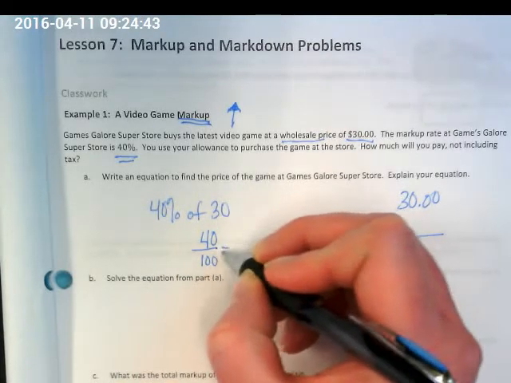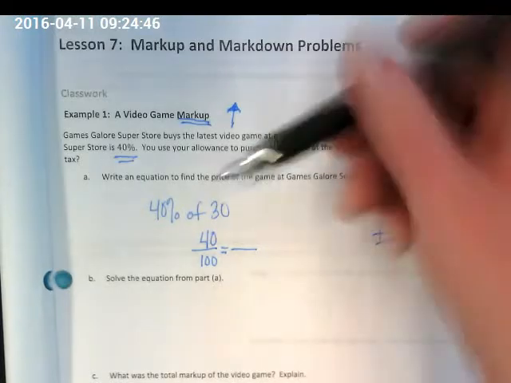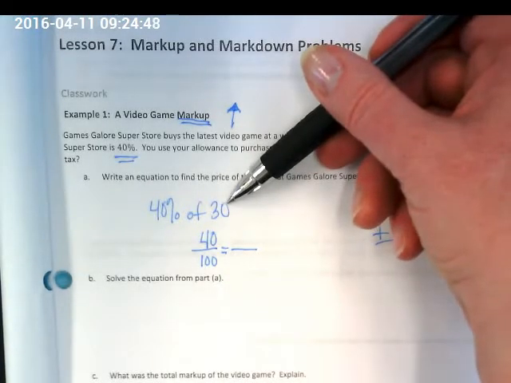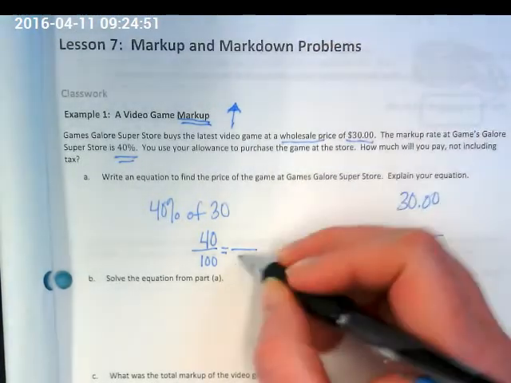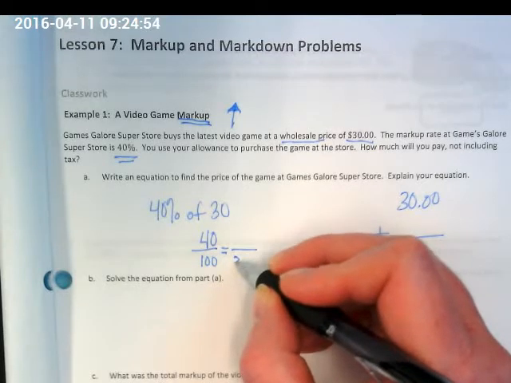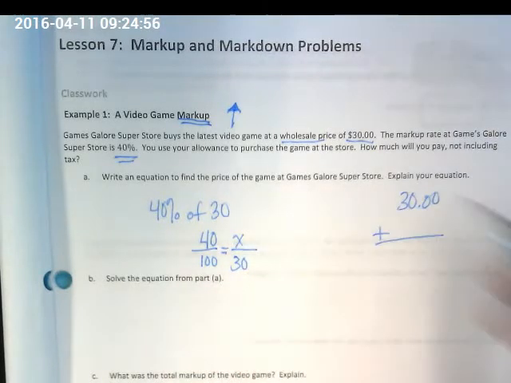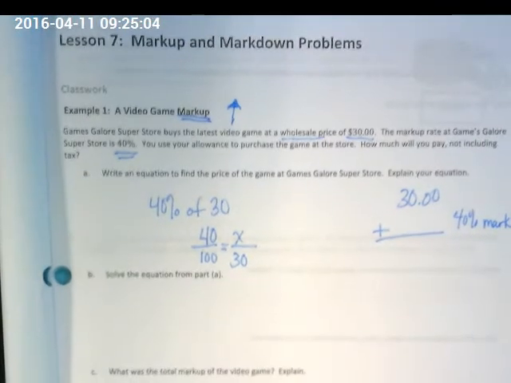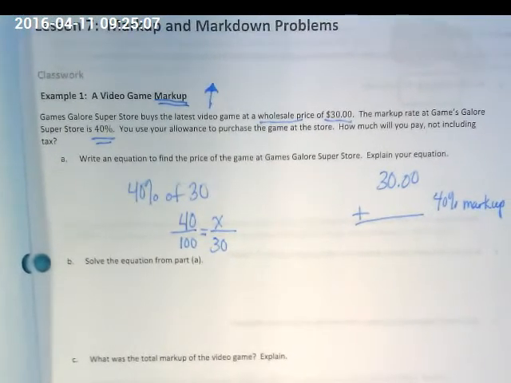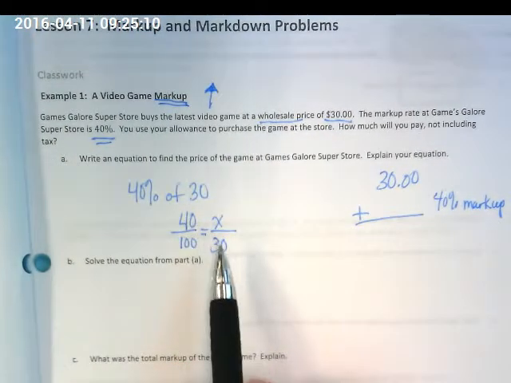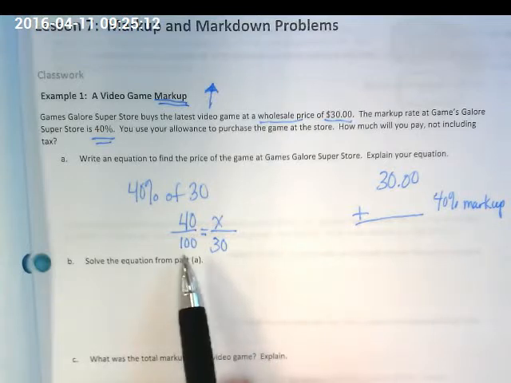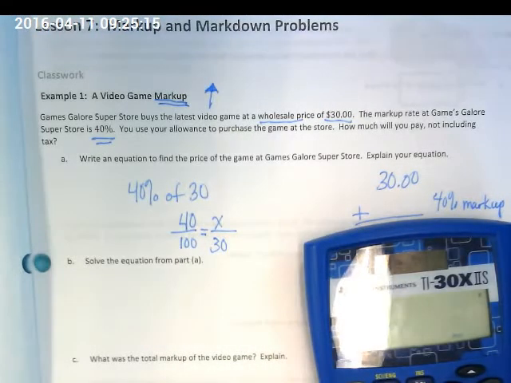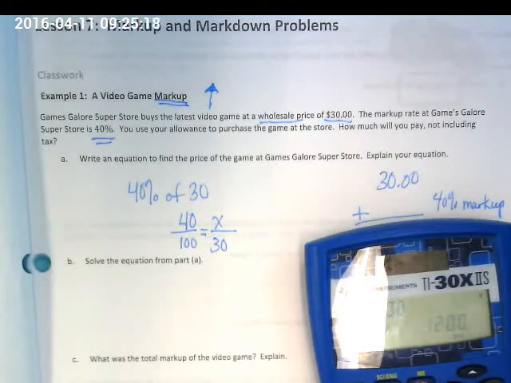40 over 100 is equal to, is the 30 the part of the whole? It's the whole price that they paid, isn't it? We need to know what 40% of it is so we know what the markup is. How are we going to solve that? 40 times 30 divided by 100, which we could almost do in our heads. 40 times 30, 1200 divided by 100.